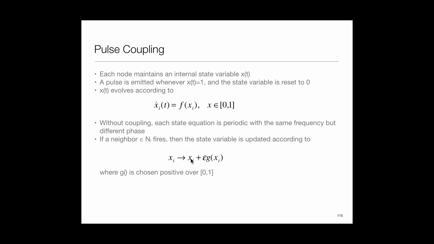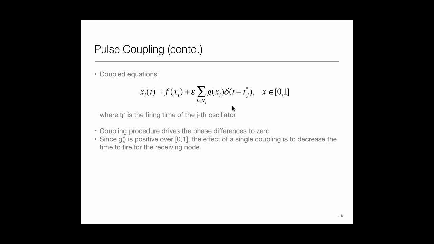If a neighbor fires, then the state variable is updated according to this equation: if I see a neighbor fire, then the ith node is going to update its state variable by some factor, where g is some function with some mathematical properties. So the idea is you try to come a teeny bit close to your neighbor. The overall system of equations can be represented as a differential equation where you have these weird pulse factors. Normally in a differential equation, this kind of stuff would be pretty tricky, but that's how the mathematics was worked out.